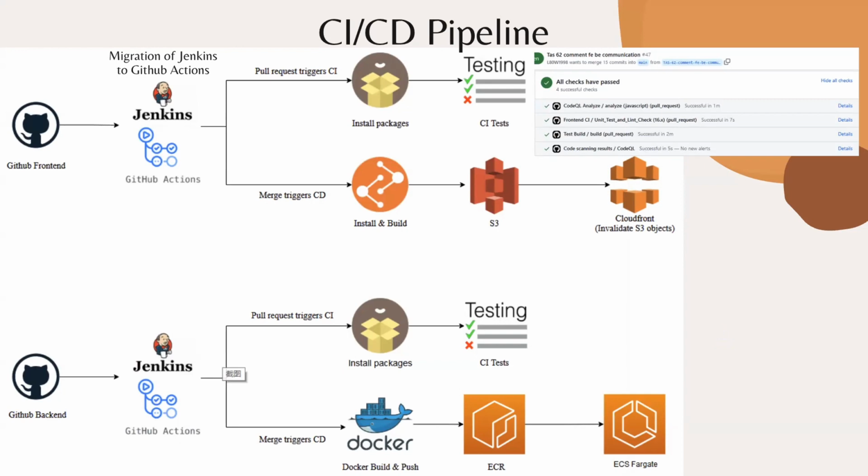In the backend pipeline, a pull request triggers the CI workflow to install packages and perform required tests and code analysis. Then the merge triggers CD to build Docker images and push them to the ECR private registry. We also use ECR image scanning to double-check vulnerabilities of our Docker images. After that, we update the ECS service to run new containers. Next, please.